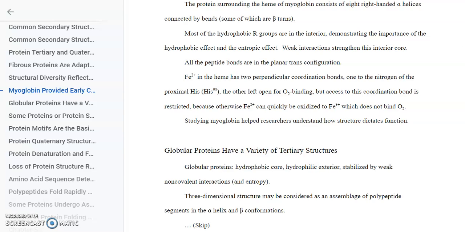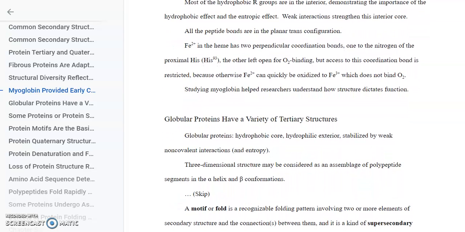Fe2+, iron in its ferrous form, in the heme, has 2 perpendicular coordination bonds, one to the nitrogen of the proximal histidine, histidine 93, the other left open for O2 binding, but access to this coordination bond is restricted because otherwise Fe2+ can quickly be oxidized to Fe3+, which does not bind O2. Studying myoglobin helped researchers understand how structure dictates function.